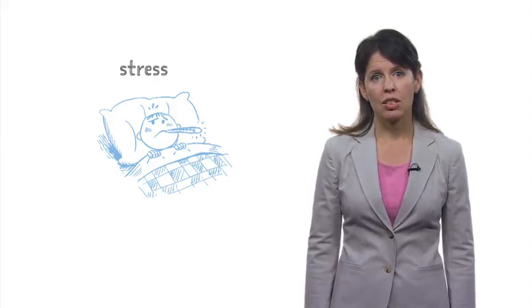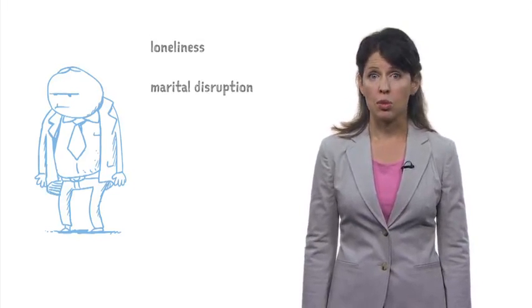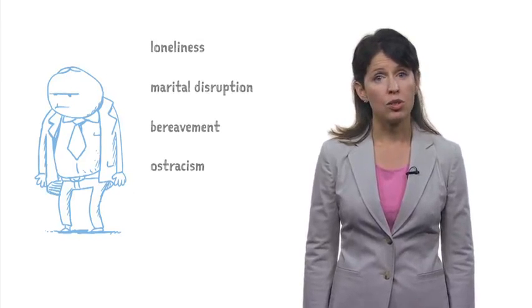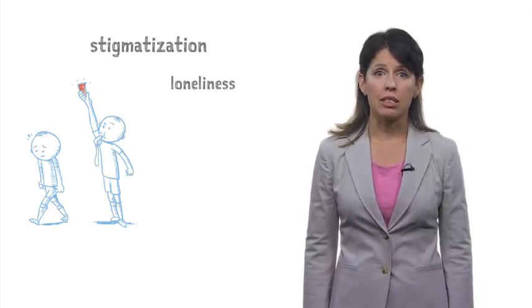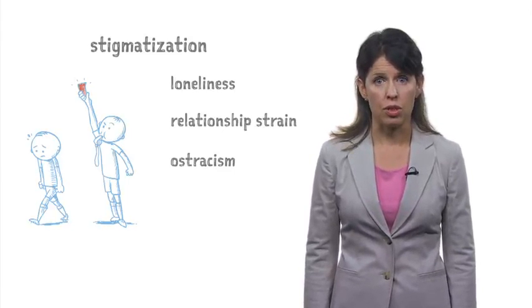These stress reactions can also accelerate infection progression. For example, research shows that some stress hormones accelerate HIV-1 replication by as much as 11-fold in particular blood cells. Social stressors associated with physical stress responses include loneliness, marital disruption, bereavement, ostracism, and stigmatization. Many infectious diseases are stigmatized. Stigmatization can itself lead to loneliness, relationship strain, and ostracism.